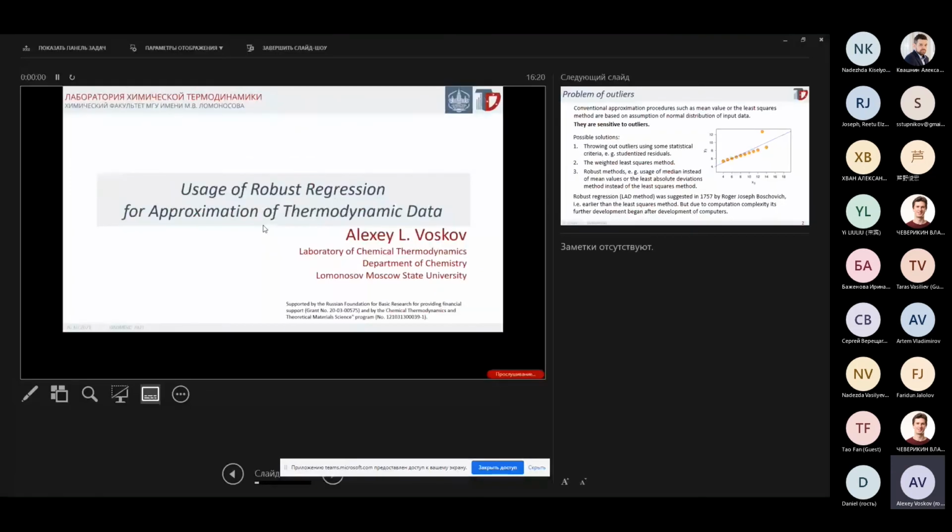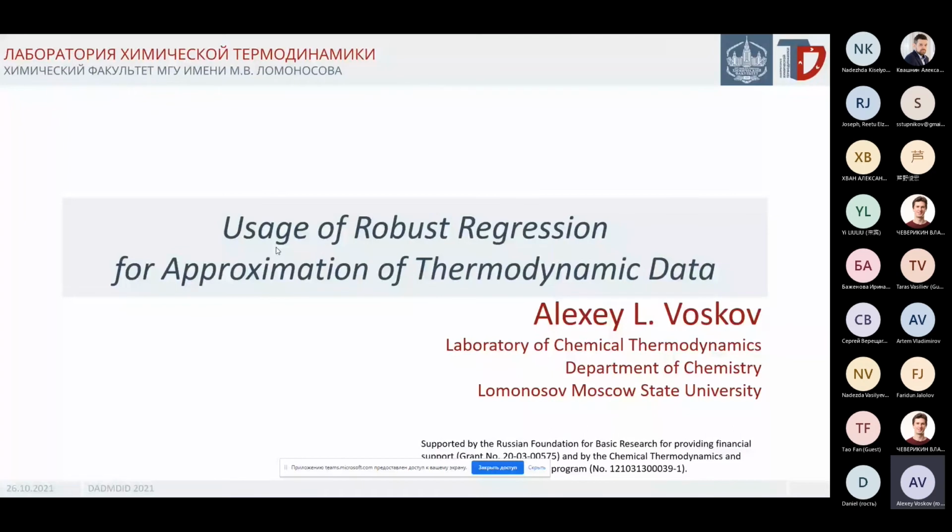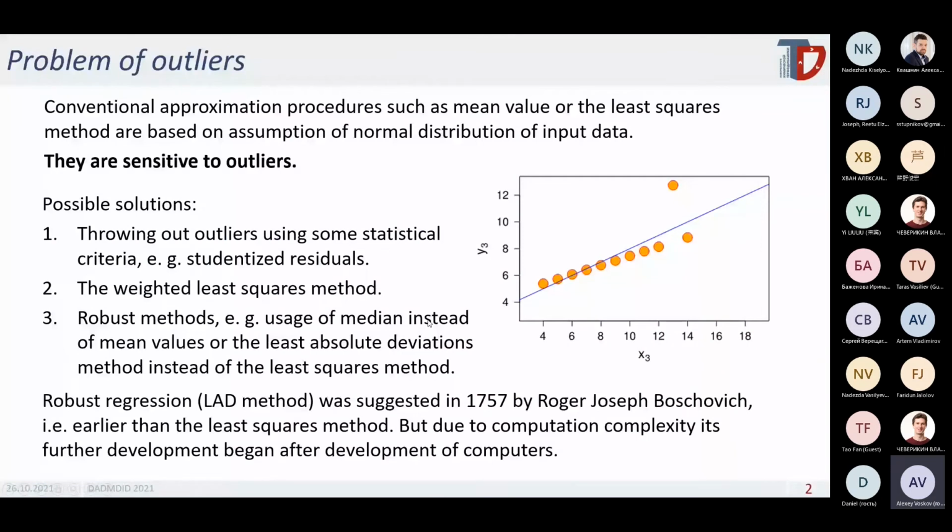Good evening. My topic is usage of robust regression for approximation of thermodynamic data. When we approximate existing thermodynamic and other data, there is one serious issue, the problem of outliers. Outliers are points that can seriously distort your results.